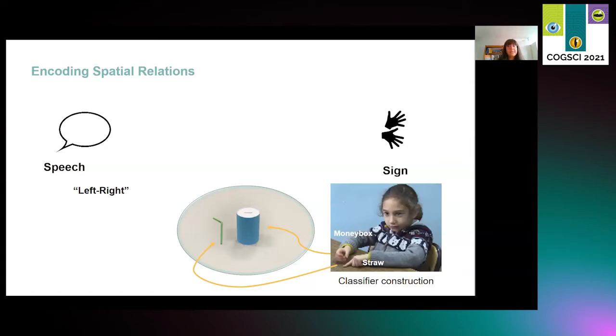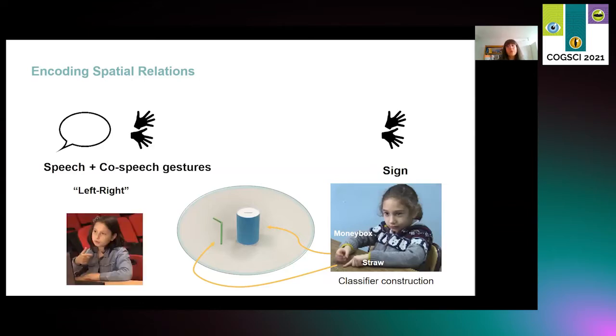Moreover, she places these hand shapes in the signing space in a way analogous to the real space to indicate the spatial relation between the objects. In spoken languages, co-speech gestures also provide visually motivated information, such as this pointing gesture indicating left gestural space. As can be seen from these examples, iconic expressions encode the spatial relation more directly compared to speech, and iconic forms of communication through sign or co-speech gestures might enhance memory more than arbitrary encodings in speech.